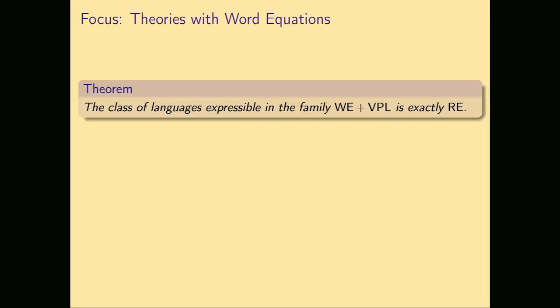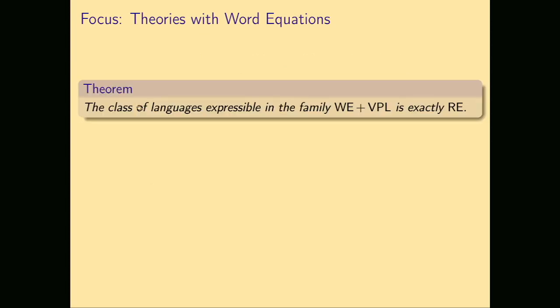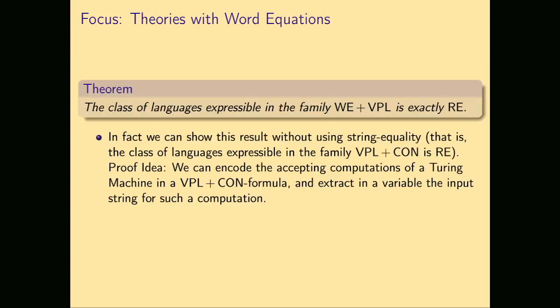All right, first theorem. The class of languages expressible in the family word equations plus visibly pushdown languages is exactly the class of recursively enumerable languages. This actually is one of the theories here, this one. And we actually prove a stronger result. We do not really need string equality to get this theorem. It's enough to consider membership to VPL and concatenation. Otherwise, the proof idea is quite standard.